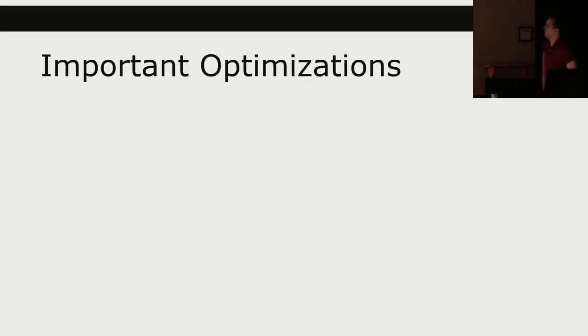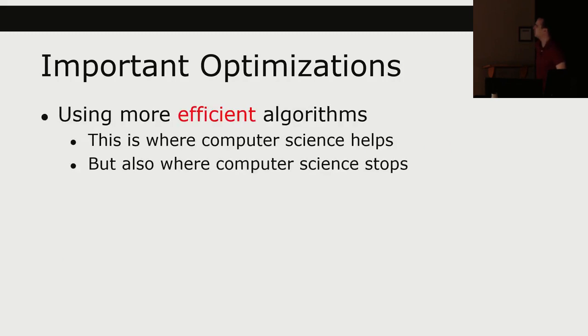So some important optimizations that we want to do in our systems, of course, use the most efficient algorithms. This is where computer science helps, but also kind of where computer science stops, right? You do your theoretical improvements, you write the answer on the exam, you get your marks, but you've never actually implemented it and saw how fast it was in comparison to other algorithms.